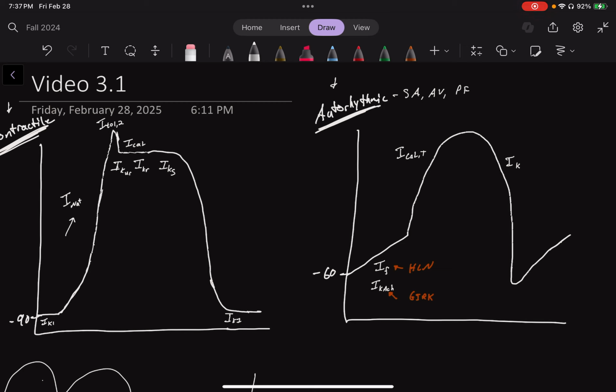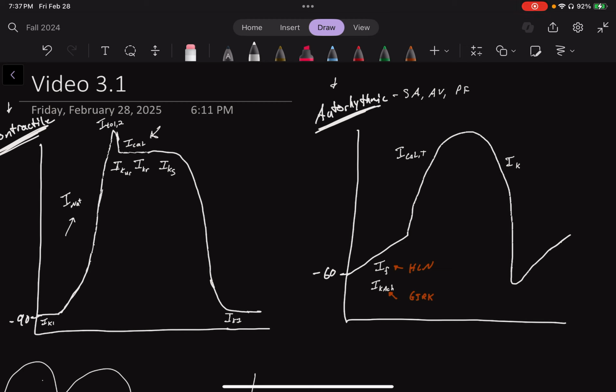Then the calcium channels are finally open, and at this point most of it is L-type calcium channels. There are L-type and T-type calcium channels. T-type are open just transiently, which means they're not open for very long, and L-type are long-lasting and open for longer. In contractile cells, really the only calcium channel that contributes to current is the L-type.